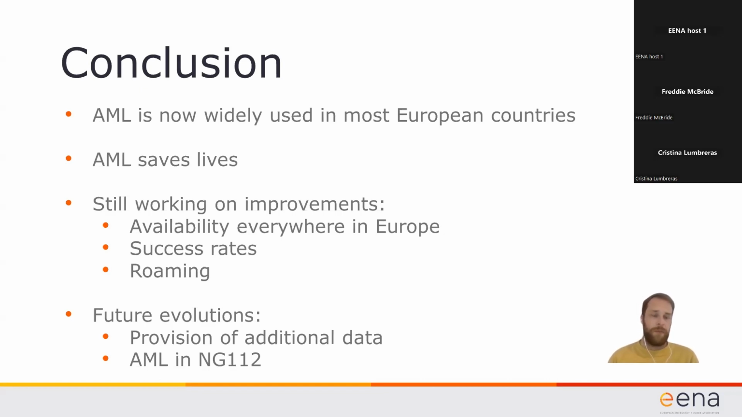Finally, we also need to keep a look at future evolution. One is to provide additional data, which is becoming possible with HTTPS, as I just said. So that's something we may see in the future with AML. And also there's some work to do on integrating AML in next generation 112, which is, to summarize in one sentence, the transition to IP of emergency communications, if I can say. But as Christina said, it's also detailed in dedicated ETSI documents, so please have a look at that for more details.